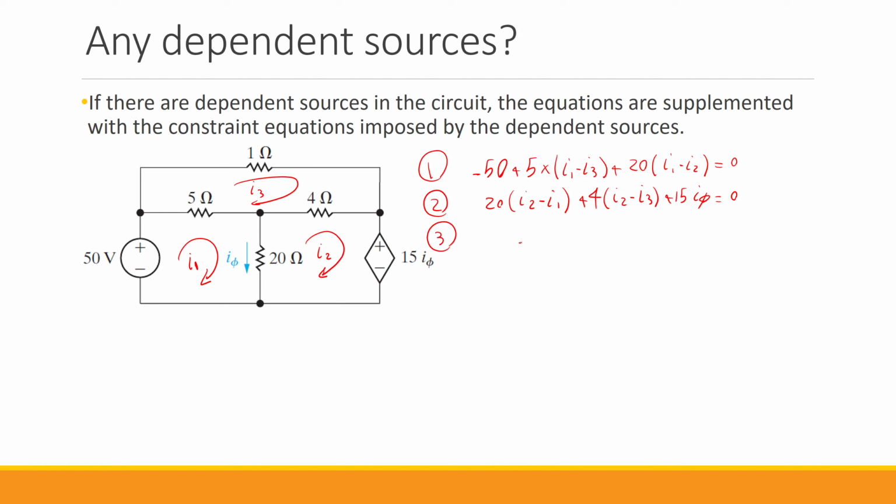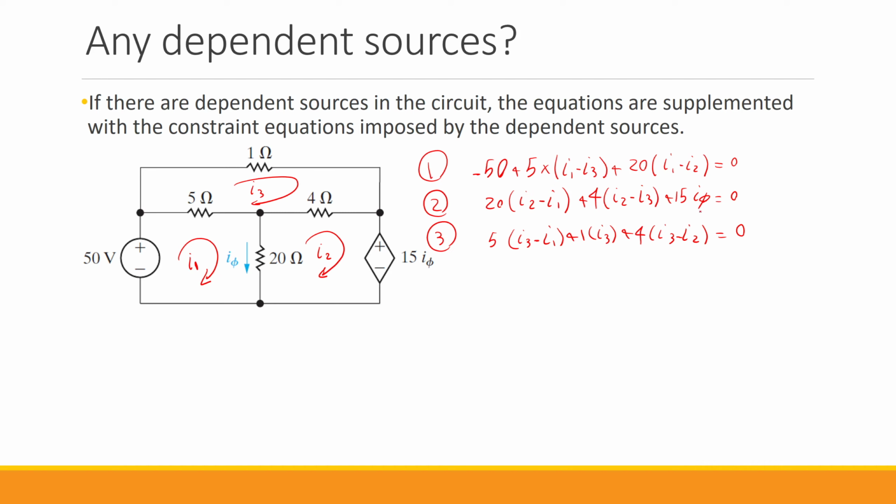And the third one is, if I start from this point, we have 5 multiplied by I3 minus I1 plus 1 multiplied by I3 plus 4 multiplied by I3 minus I2, which equals 0. So you see we have 3 meshes, which means we have 3 mesh currents. We have 3 equations, right?